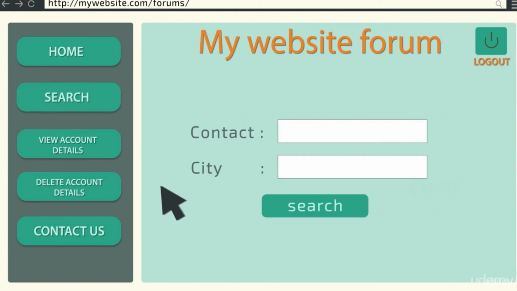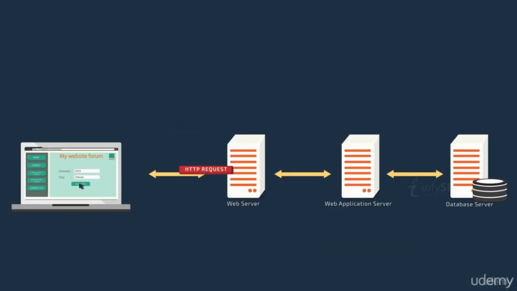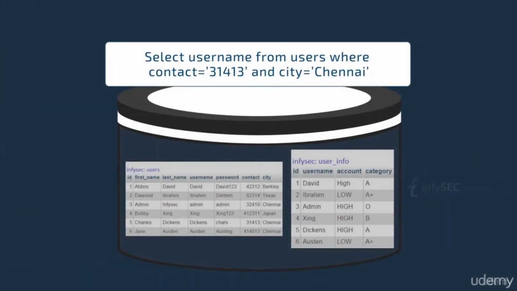This page in the web application allows the user to perform operations on the table. By clicking on the search button, the user details can be viewed. When an input, say 31413, and Chennai is given, it generates a request that gets forwarded to a web application server to generate the following query. This now fetches the list of usernames from the table users, whose contact number is 31413 and city is Chennai.